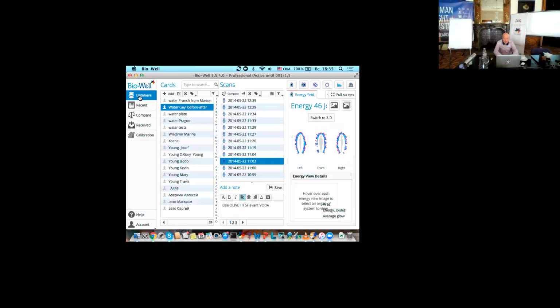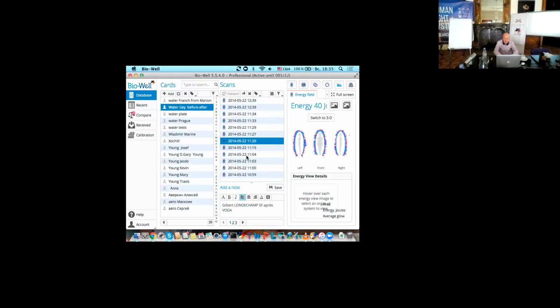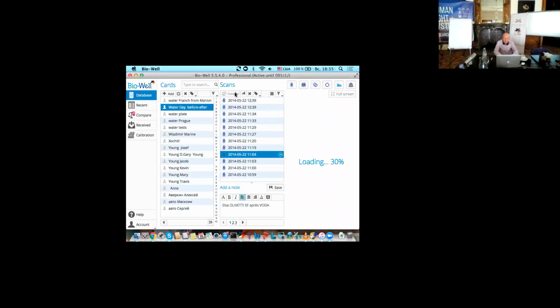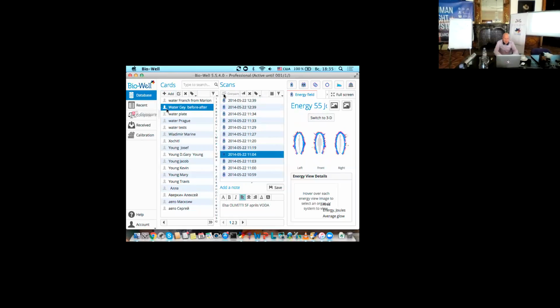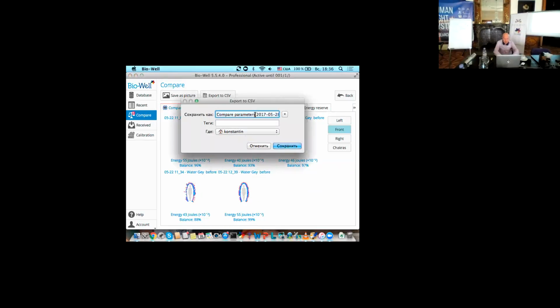Same group after. Internet connection. Where is it? Same group of people after. And you see it's written here 5. Okay, and again export to CSV. Okay, so it's compare parameters after.